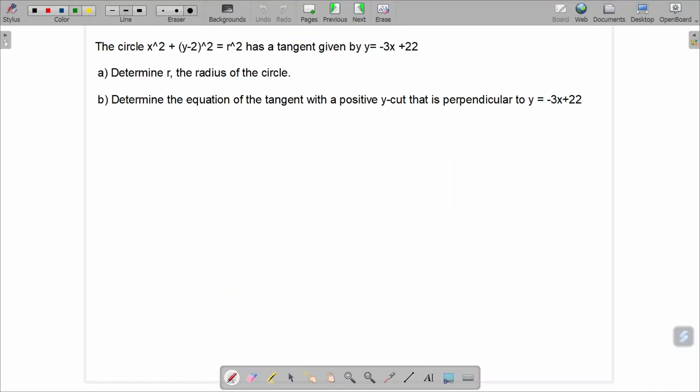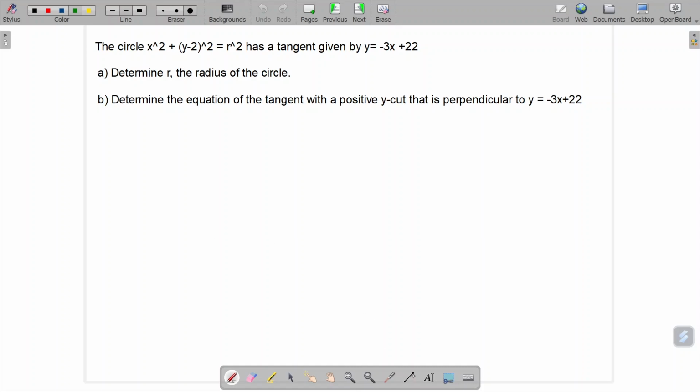Again, we've got a circle given by a certain equation. They don't give us the r value. Surprise, surprise. Question A, the first question, asks us to find the r value. We've got a tangent given by this line, and we are asked to find the equation of the tangent with a positive y-intercept. So we need to do some work here.